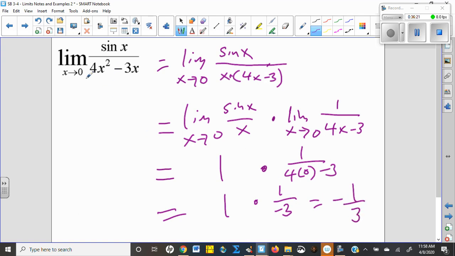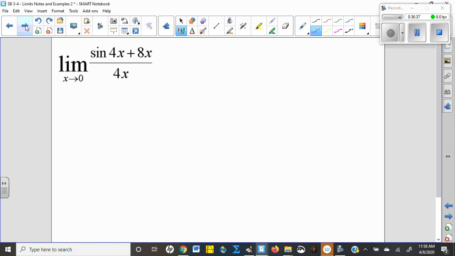We couldn't have got that by plugging a 0 in. We would have got a 0 over a 0. That doesn't tell us anything. The graph will confirm that this function approaches negative 1/3 as x approaches 0. So graph it, check it out, and you'll see that.